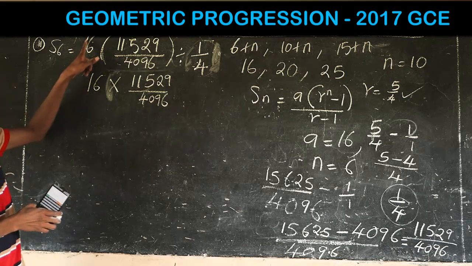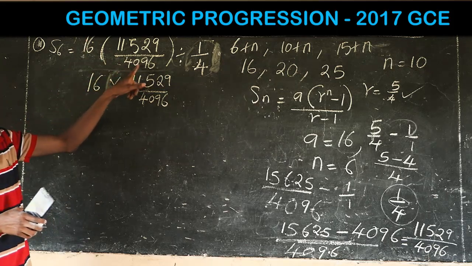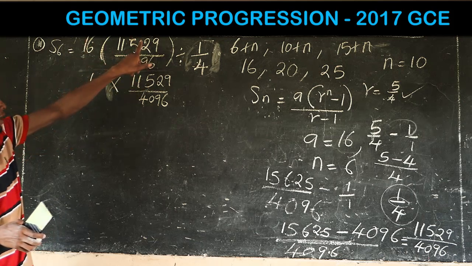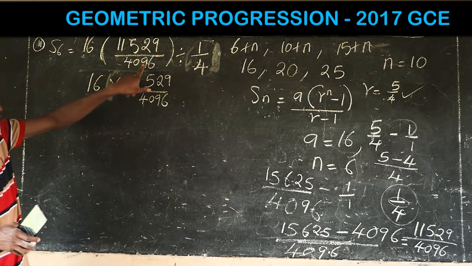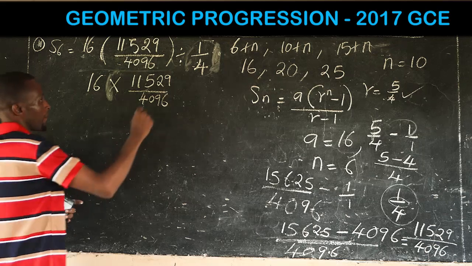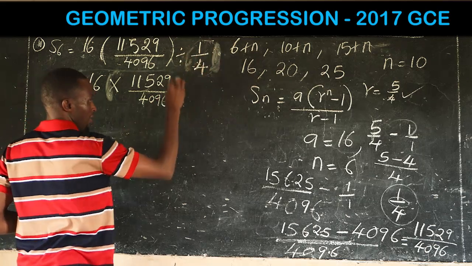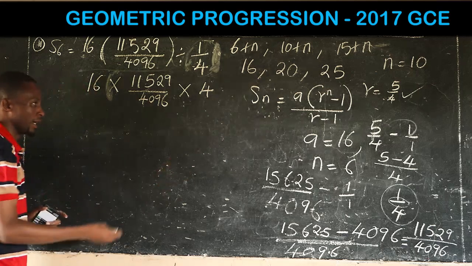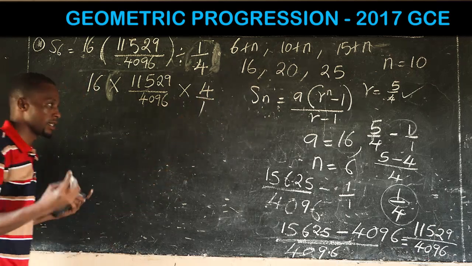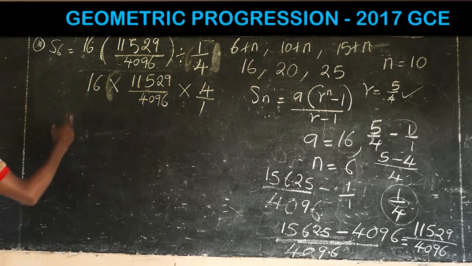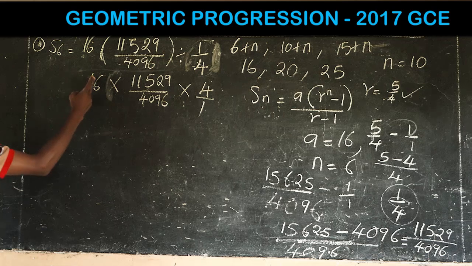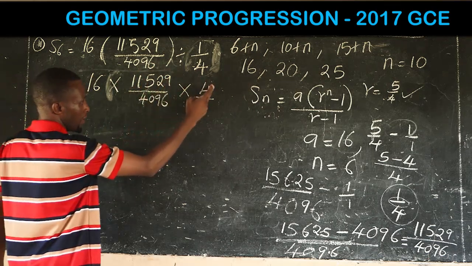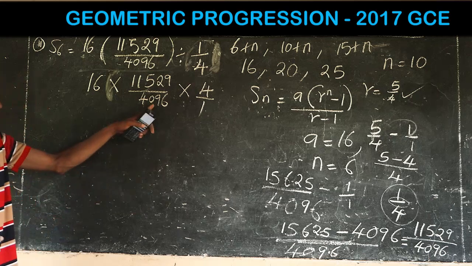And this 16 is not multiplied to the number in the denominator. No. This 16 is multiplied to the number on the numerator. So we are taking an inverse, so we'll have times 4/1. I can't show the 1 there, but just for the sake of argument, we put the 1 there. So we're going to multiply everything: 16 times 11,529 times 4, and then we divide it by this.